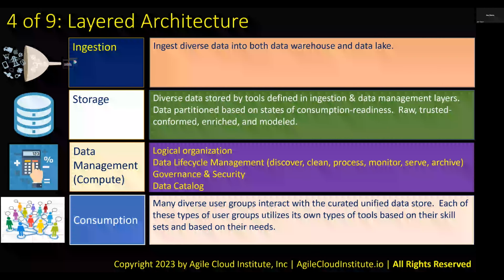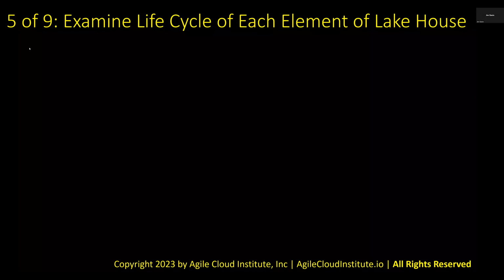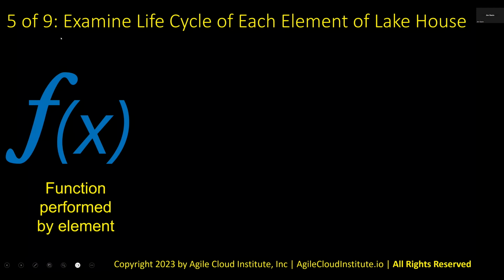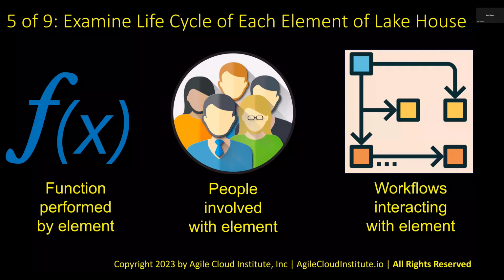An Agile data lakehouse needs to have each of its components managed separately and deployed separately, while remaining part of an integrated, testable, whole. The architecture therefore must consider the different life cycles of each of the different components. You can start to identify the different life cycles if you examine 3 main things. The function that is performed by each element, the people who are involved with each element, the workflows that interact with each element.